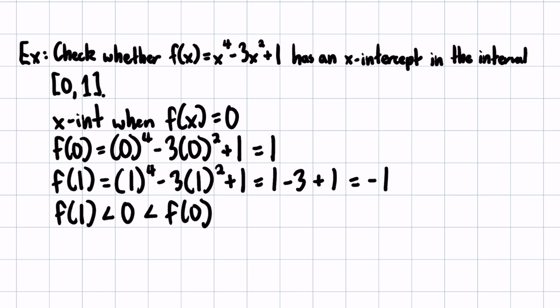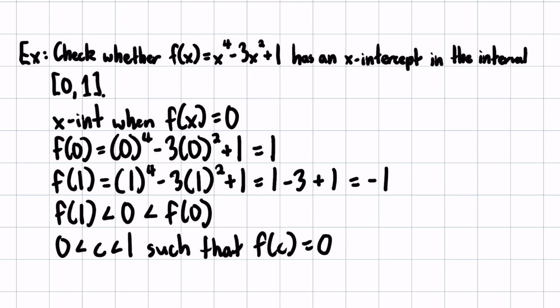So we've met our condition, right, for the intermediate value theorem. Clearly, there must exist some c between 0 and 1 such that f of c equals 0, which means that yes, this function is going to have an x-intercept in the interval between 0 and 1.